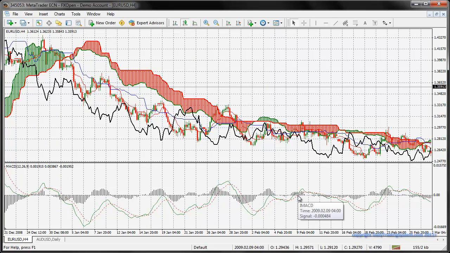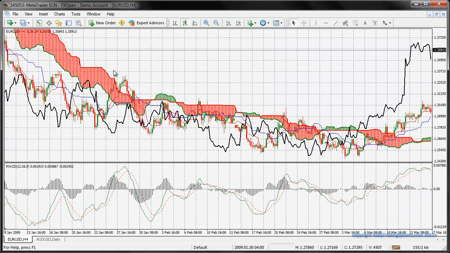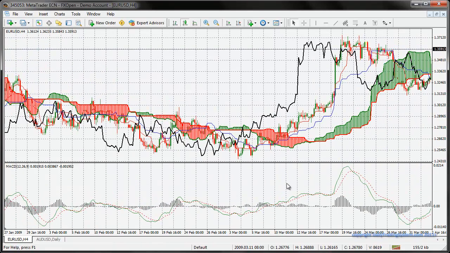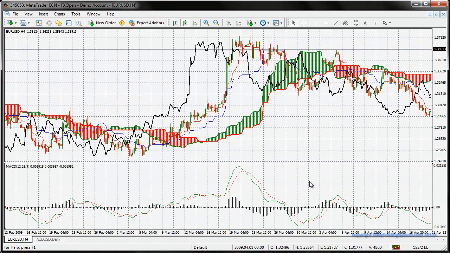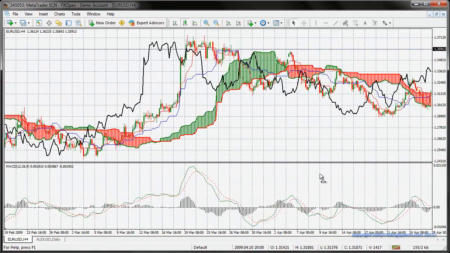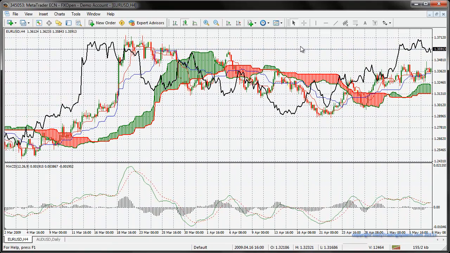I'm looking for this red signal line to be at the beginning of the histogram, and more so if I'm on the lower time frame. I want them to be as close to that area as possible. Okay, here's a sell trade, and that's right there, and it's below the cloud, so that's also good as well.